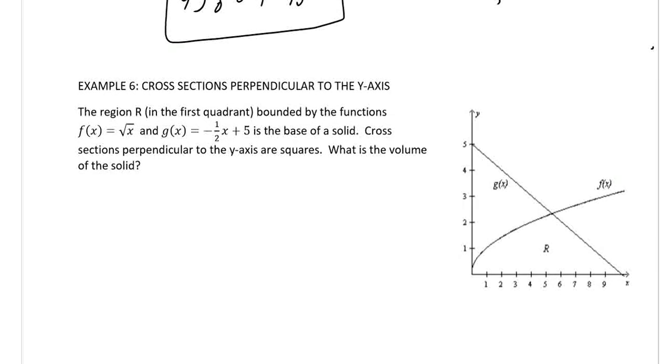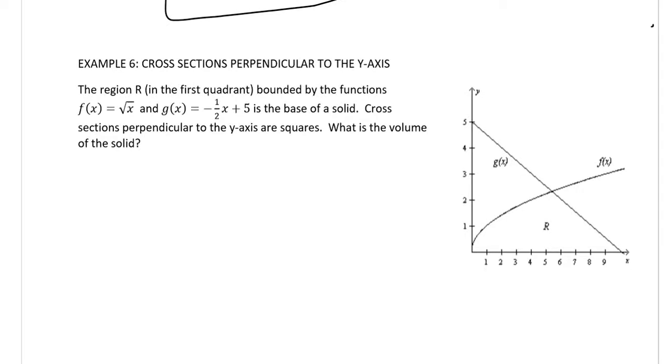Let's look at another example. Cross sections perpendicular to the y-axis. The region R in the first quadrant, bounded by the functions f of x equals square root of x and g of x equals negative 1/2 x plus 5, is the base of a solid. Cross sections perpendicular to the y-axis are squares. So if I go here this way, it's going to be a square coming out. What is the volume of the solid?